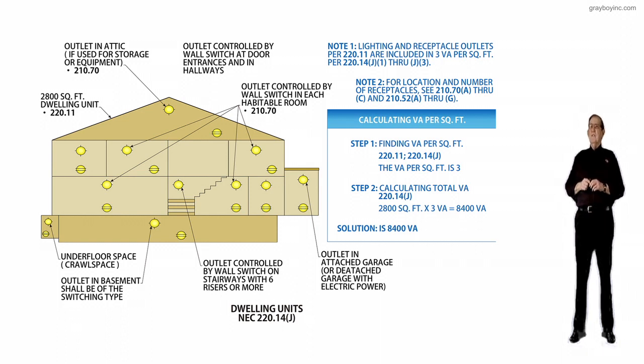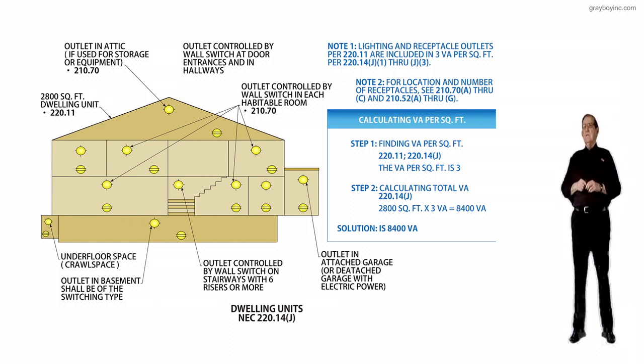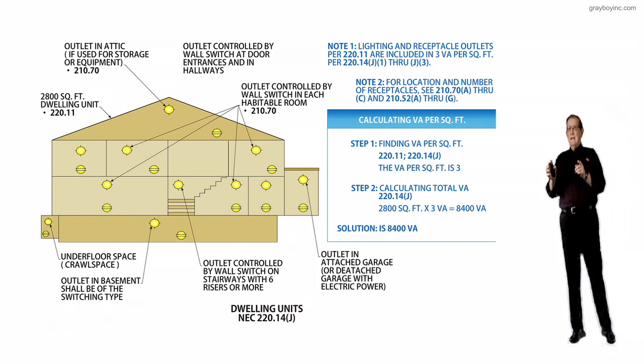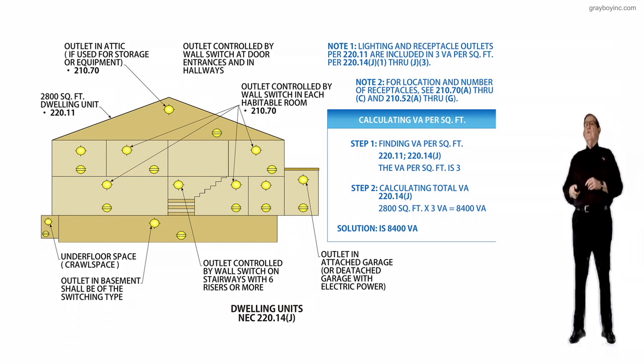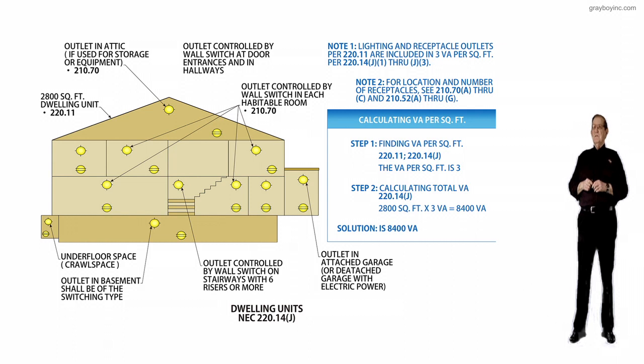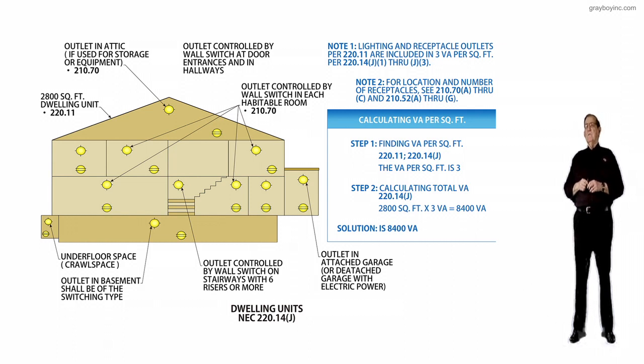Now, notice the number of circuits. You could take the 8,400 VA and divide it by 120 volts. If you were using a 20 amp circuit, that would be 2,400 into 8,400, and that would give you the number of circuits just for the general lighting load. But the general lighting load, when calculated, is 8,400 VA. For non-dwelling units, commercial and industrial, see the table that we looked at, which is Table 220.12.